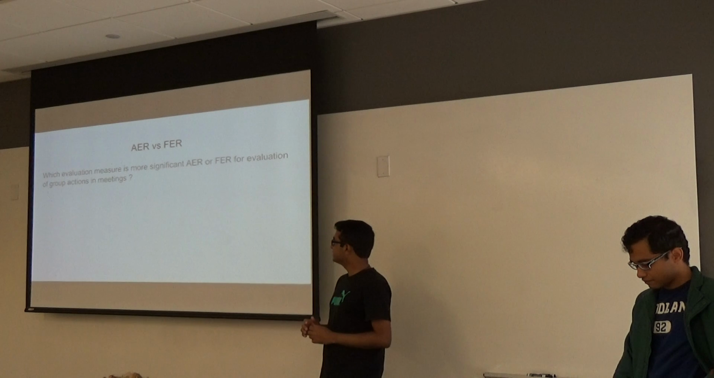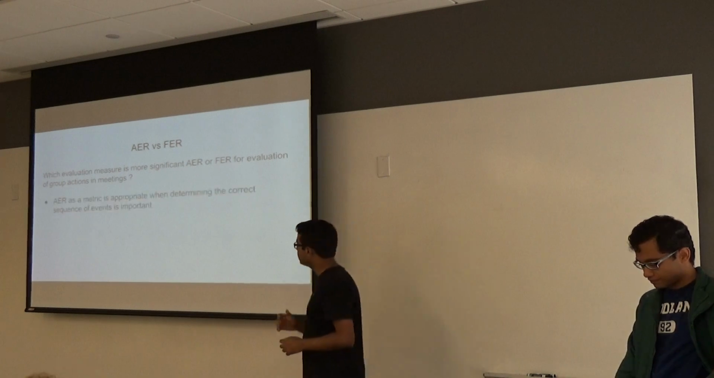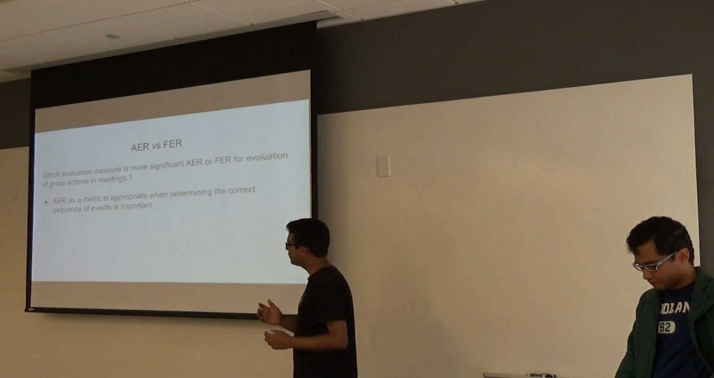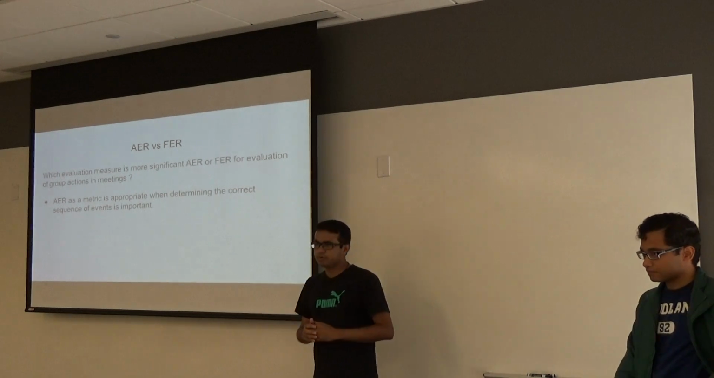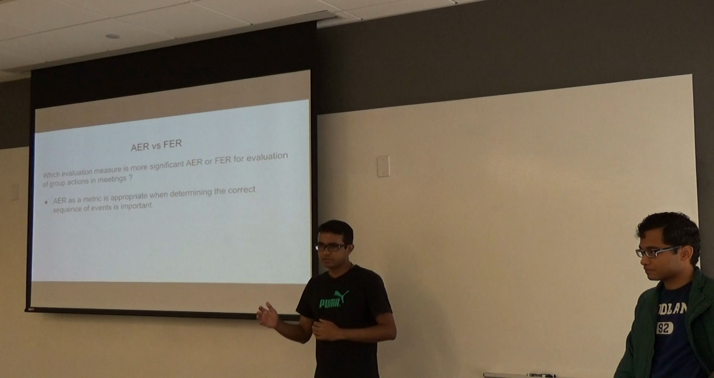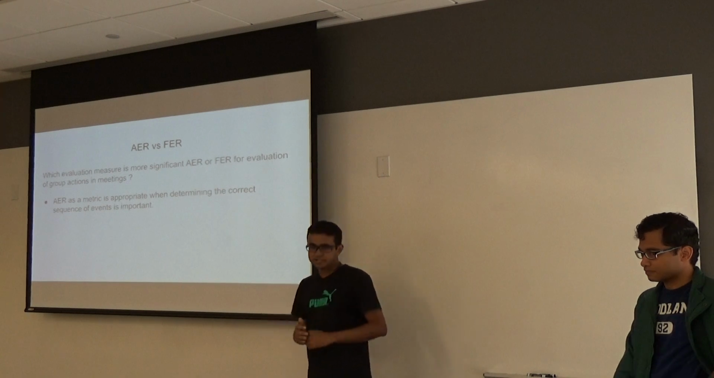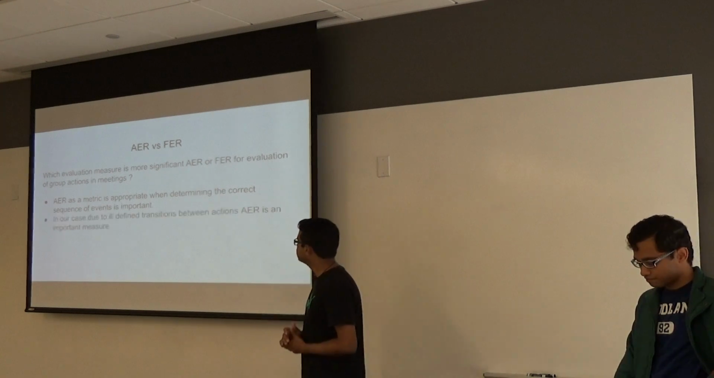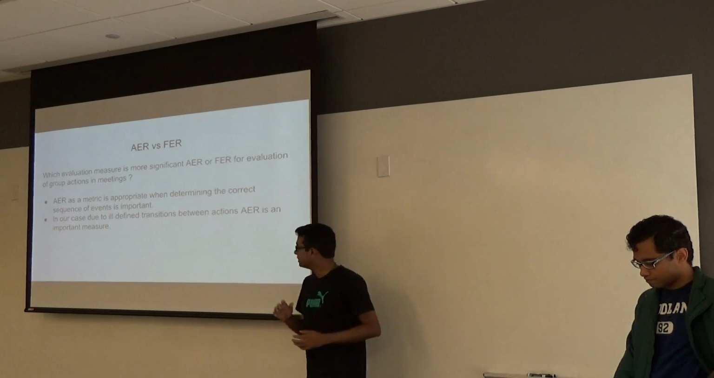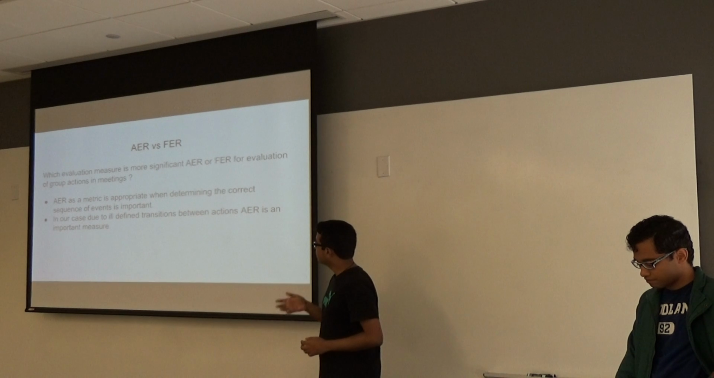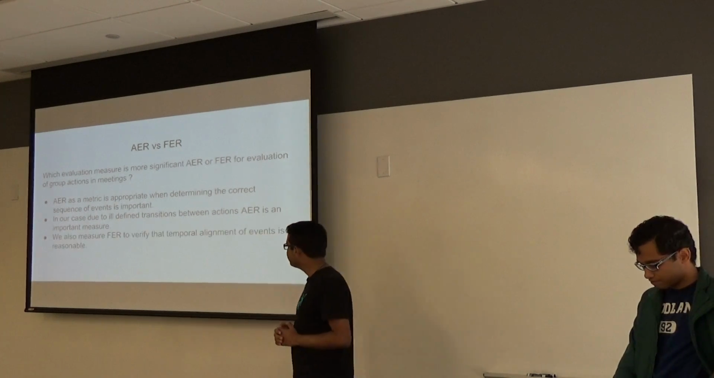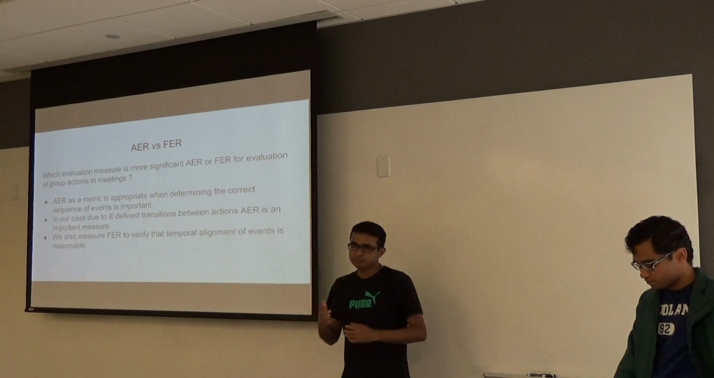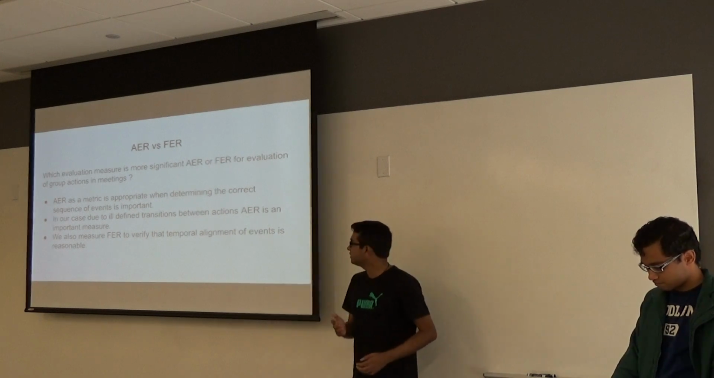Since in our study it is important to determine the correct sequence, action error rate is a much more important metric. We need to get the correct sequence of actions. And since our transitions are not well defined, action error rate also helps to support that. But we also used frame error rate so that we can get the information on whether the temporal alignment of our classification is correct or not.